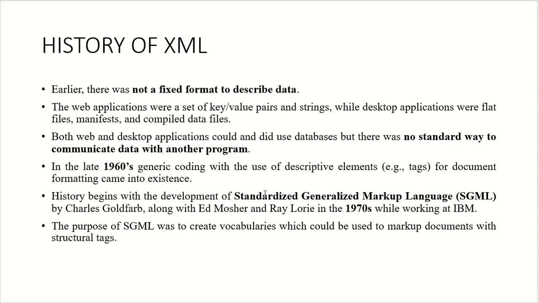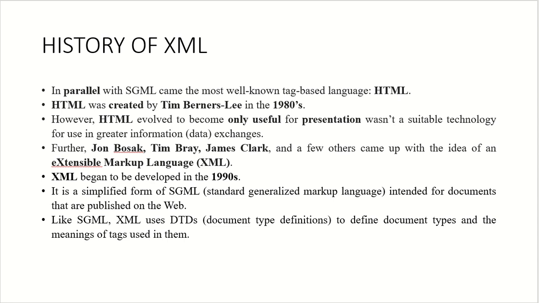Alright, so first of all, in 1970s, SGML was discovered. SGML was used to create vocabularies. Parallelly with SGML, HTML was discovered by Tim Berners-Lee in 1980s. However, HTML was only useful for presentation and it was not a suitable technology for greater information data exchanges. बड़ा बड़ा जो बहुत ज़्यादा data होता है उसको exchange करने के लिए that was not possible or suitable technology.